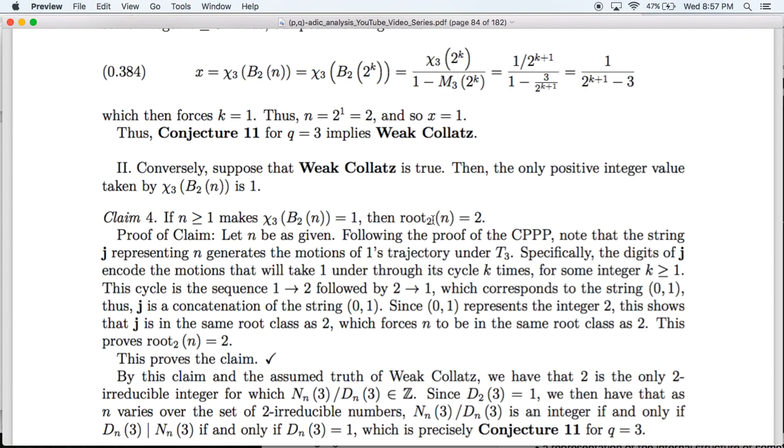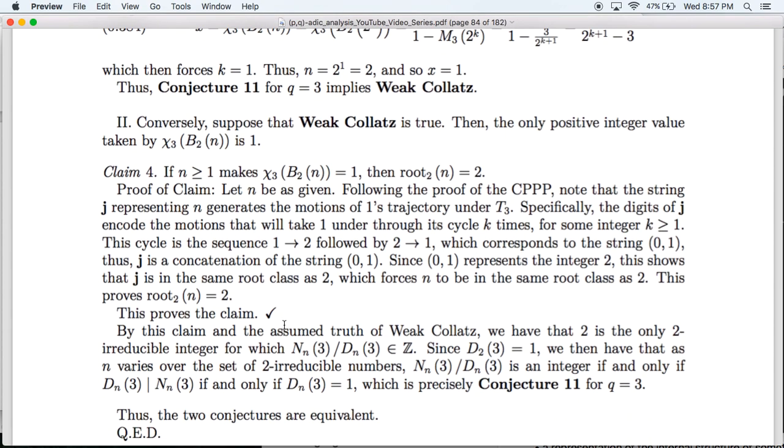Following the proof of the periodic point correspondence principle, note that the string j representing n generates the motions of 1's trajectory under T3. Specifically, the digits of j will encode the motions that 1 will follow as it goes around its cycle k times for some positive integer k. This cycle is a sequence 1, 2, followed by 2 to 1, which corresponds to the string 0, 1. So j must be a concatenation of this string, and since 0, 1 represents the integer 2, this shows that j, which represents n, is in the same root class as 2, which means that root 2 of n is equal to 2.